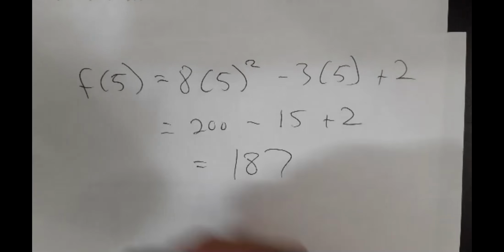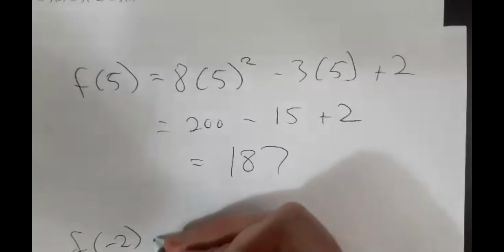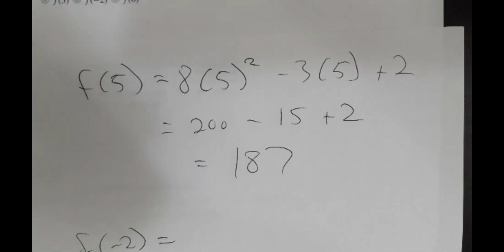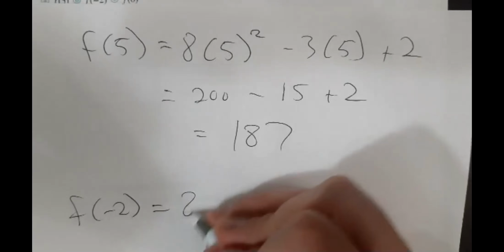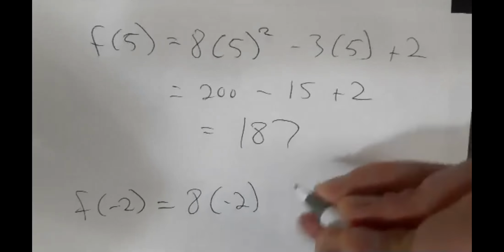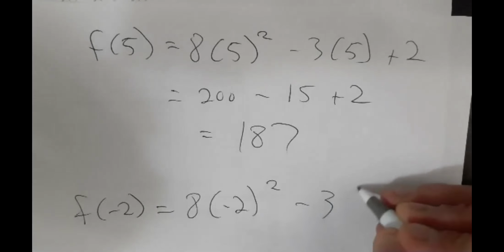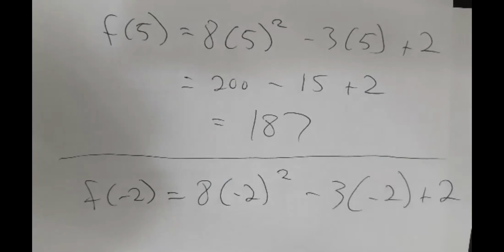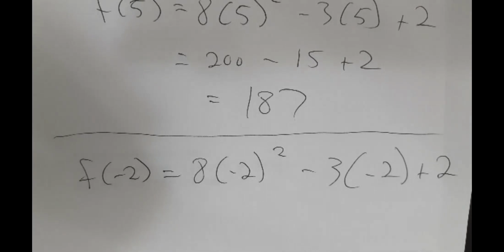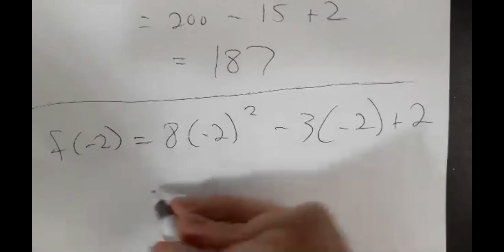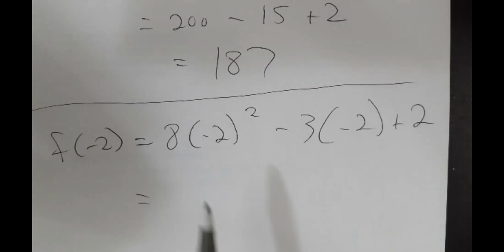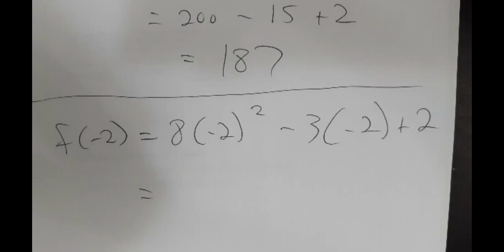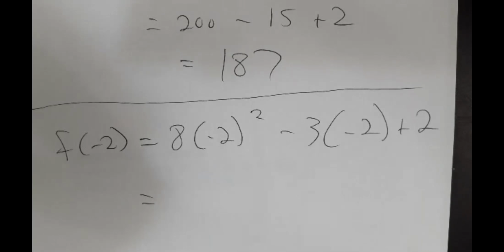F of minus 2 should look very similar, except for 5, now we're putting in minus 2. So maybe this one might be a little trickier because we're plugging in a negative number. But you should still be able to do this, right? This is a minus 2. When we square it, what happens? It becomes a positive 4.